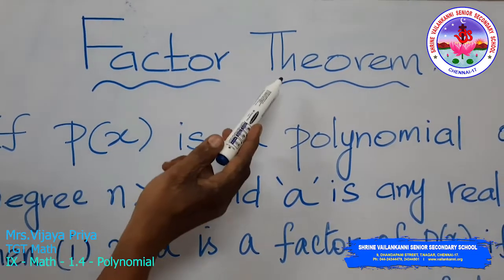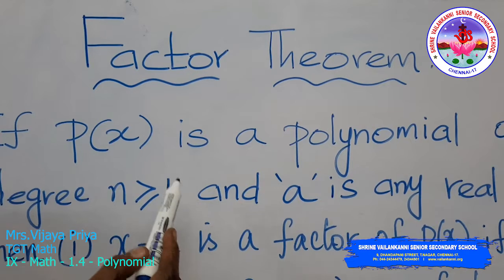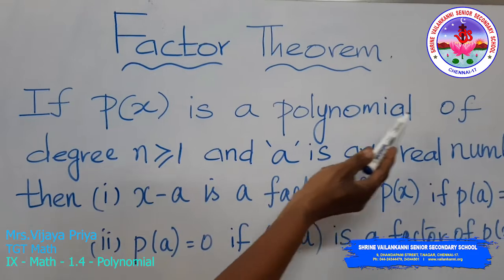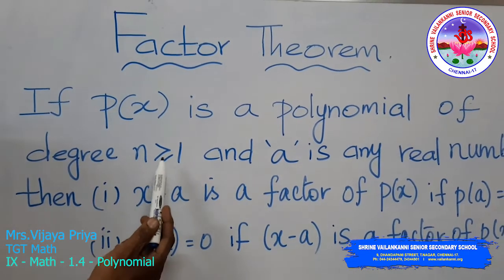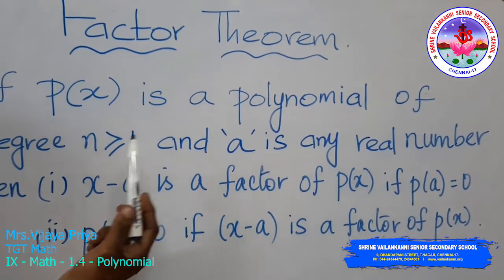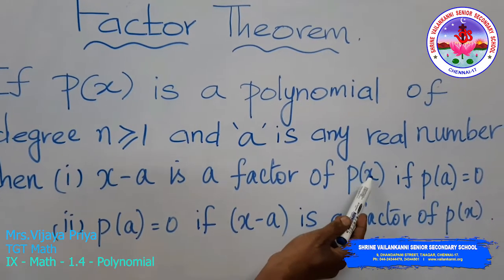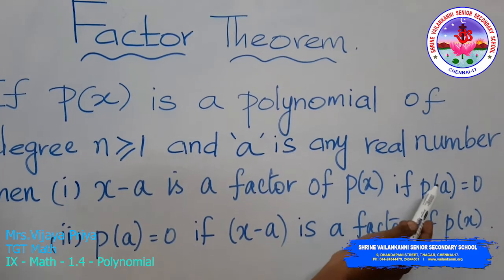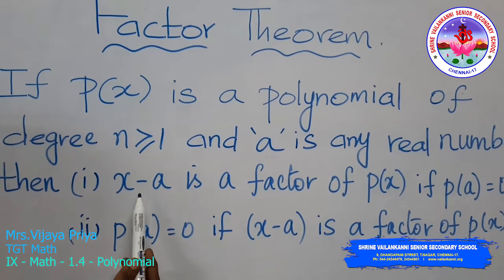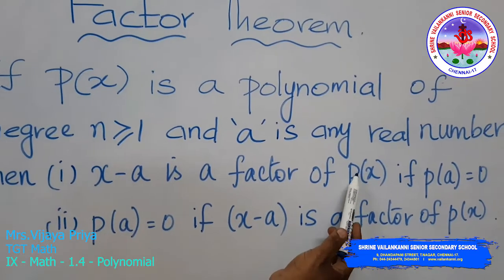This factor theorem deals with the relationship between the factors and the zeros of a polynomial. If p of x is a polynomial of degree n greater than or equal to 1 and a is any real number, then x minus a is a factor of the polynomial p of x if p of a is equal to 0. Here two polynomials are given: one is a linear polynomial and the other is p of x.